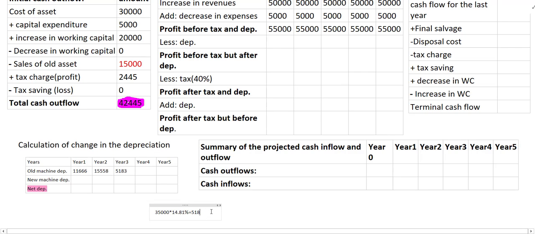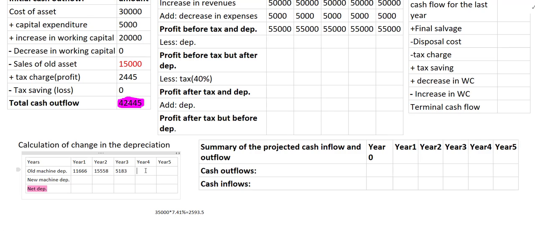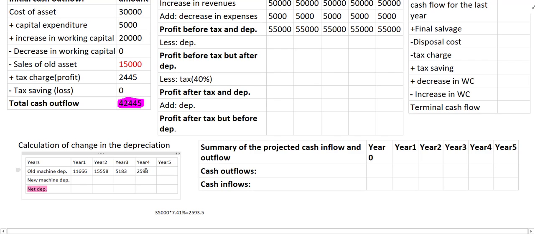For the next one, what do we take? We take 7.41 percent as the rate of depreciation. It becomes how much? It becomes this much only, 2,593. Take it as 93. So for the last year of the project's life, at 5 years, there won't be any kind of depreciation.